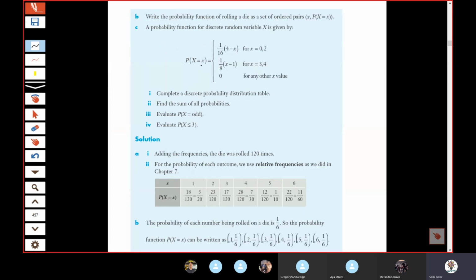So the probability is this if it is 0 or 2. The distribution is this if it's 3 or 4. And the probability is 0 if it's any other x value. So if it's 1 or 5 or 6, it's 0.